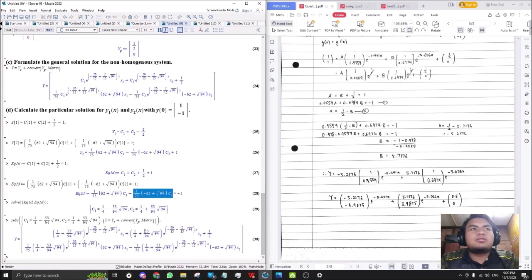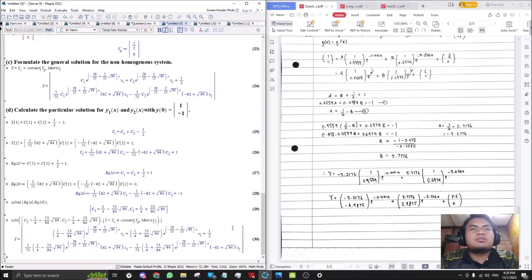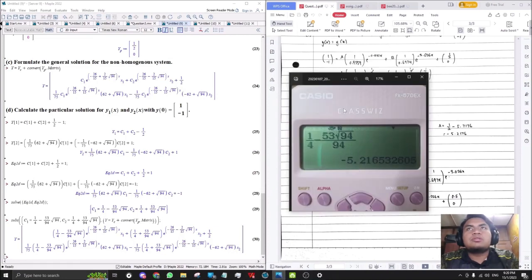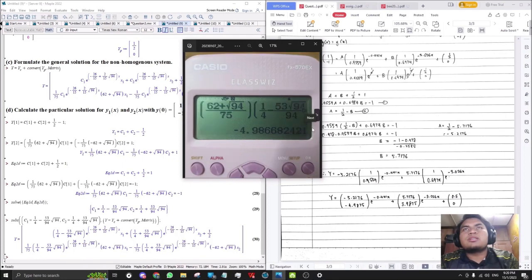After that, we get the last solution. Okay, this is the answer. To check whether the answer is true or not, we just insert the number in the calculator. Okay, from here we get negative 5.2165, and the manual calculation is negative 5.2176. The number is not exactly the same but near.